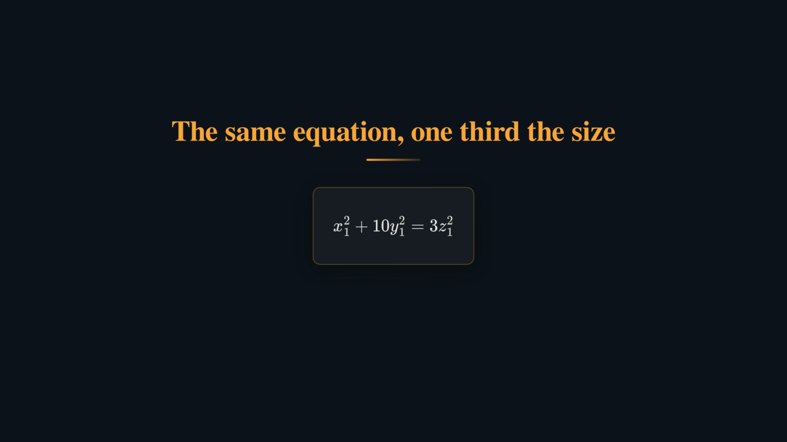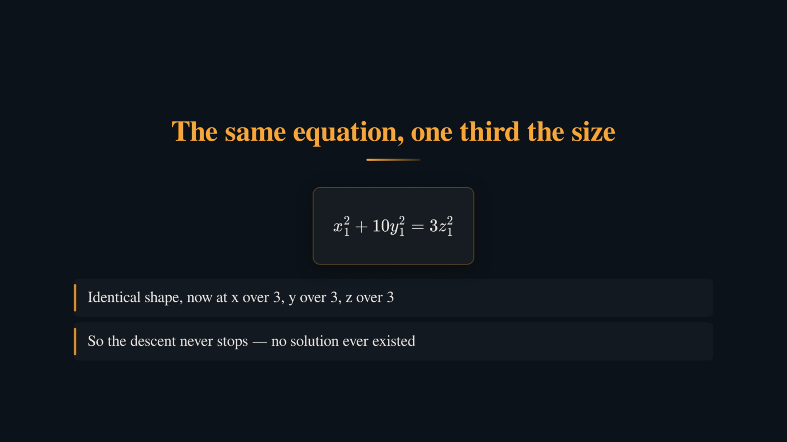x1 squared plus 10y1 squared equals 3z1 squared. That is precisely the equation we started with, but at 1/3 of the size. So from any solution, we could always build a smaller one without end. That is impossible. Therefore, there was never a solution to begin with.